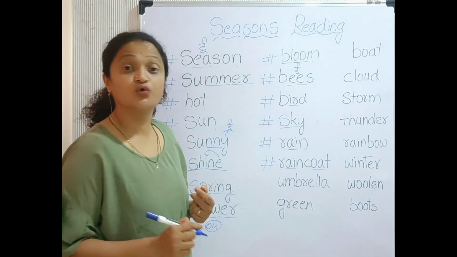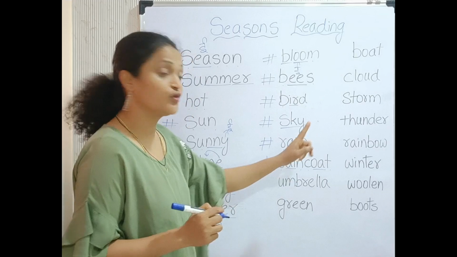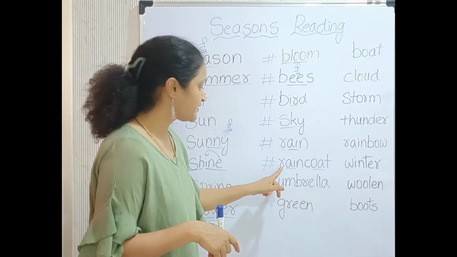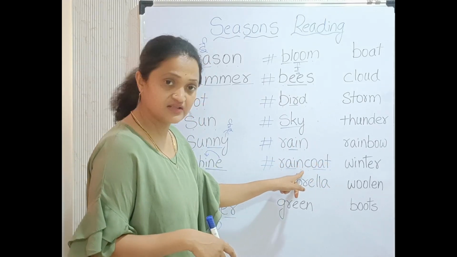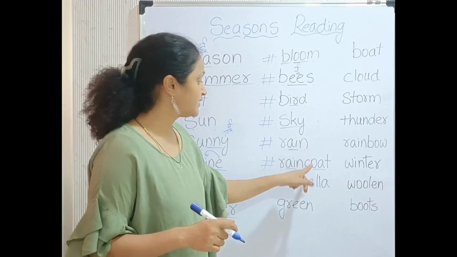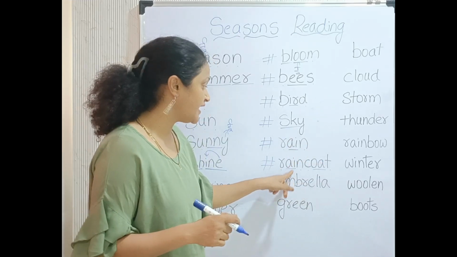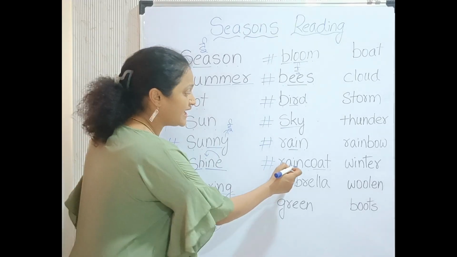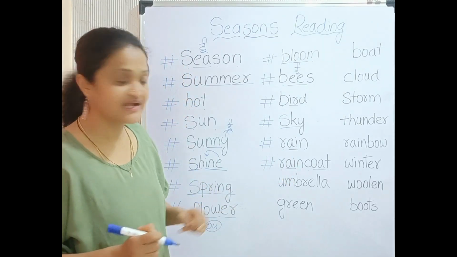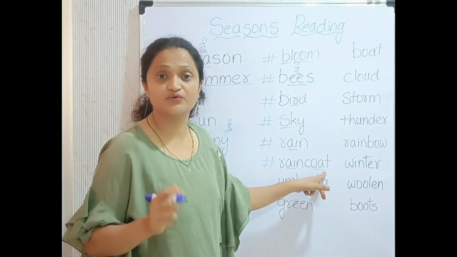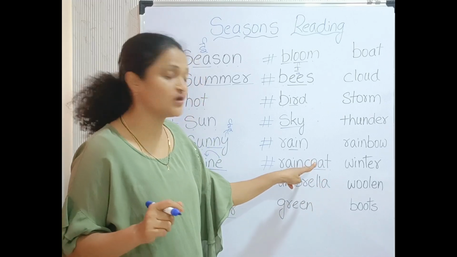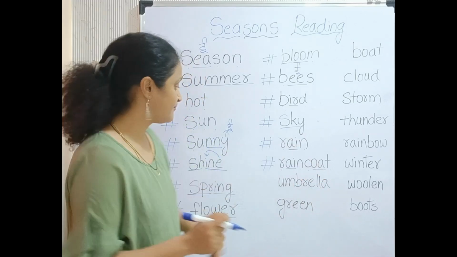Coat, rain, coat. Repeat after me. R, A, I, N, rain. C, O, A, T, coat. Rain, coat. Here, A-I sound is A and O-A sound is O. These two are vowel digraphs.